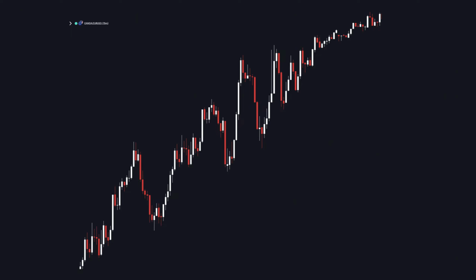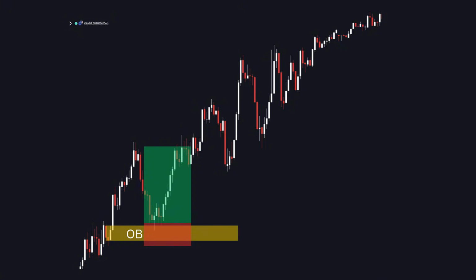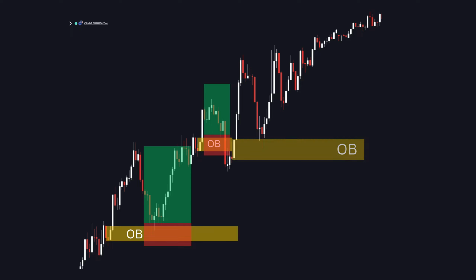Here on the euro-dollar 15-minute chart, we can see that the market is in a clear uptrend, and price is continuously creating break of structures to the upside. And we have this valid order block. So we set our pending buy order a couple of pips above this order block, and we have a winning trade. And here we have another valid order block, but we have a losing trade, as price took the liquidity below this order block, and then moved upward.